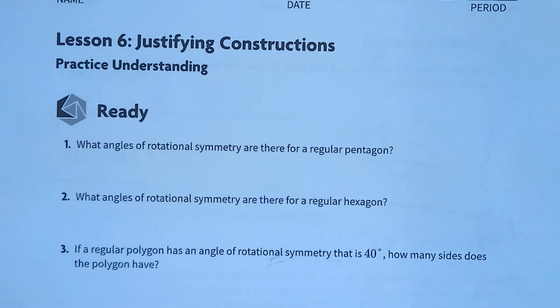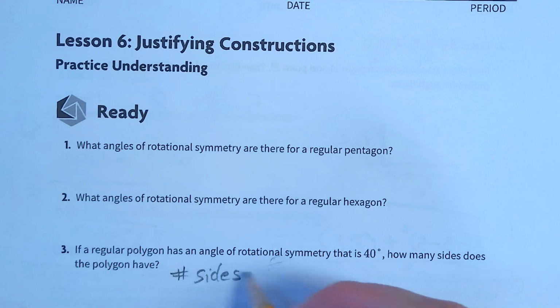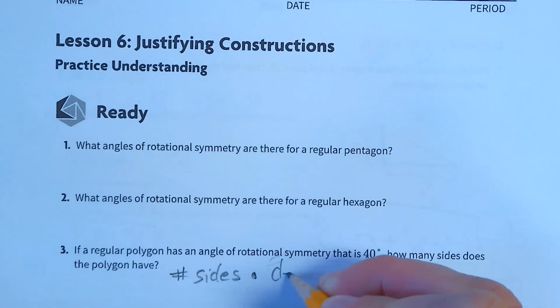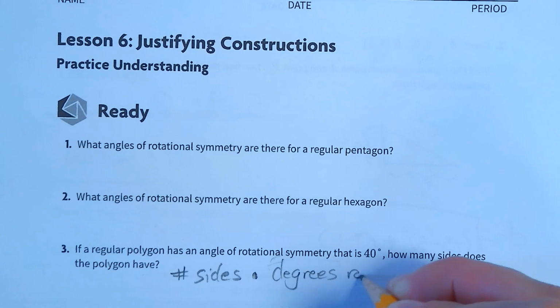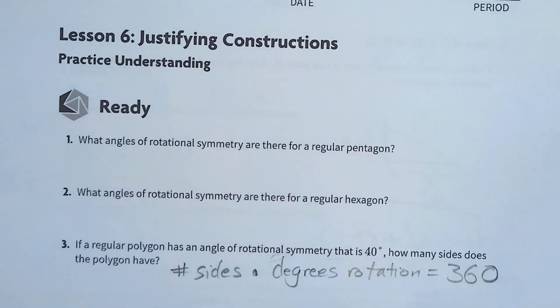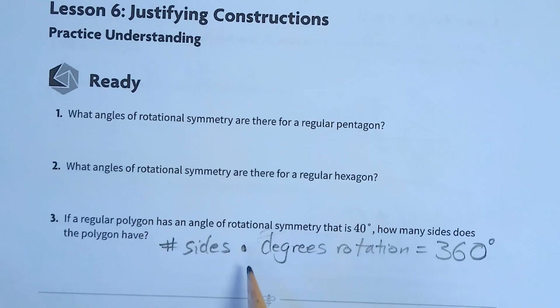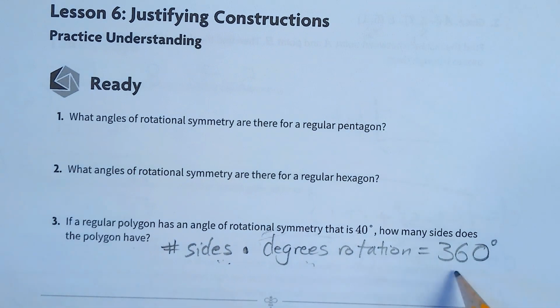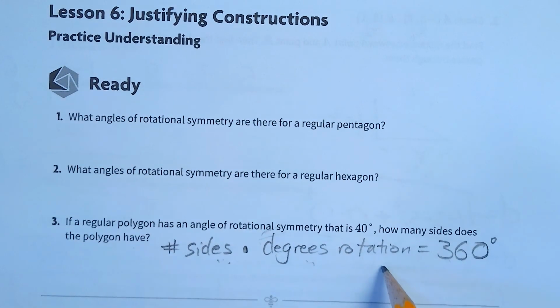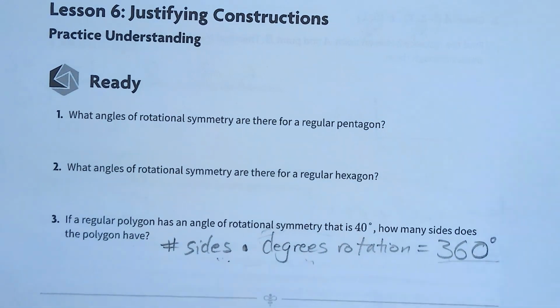And why is that? Because the number of sides times the degrees of rotation equals 360 always. So no matter which one of these you're looking for, if you know one of them but don't know the other, the algebra is divide both sides by the one you know. And so that's always the formula. Divide 360 by whichever one you have, and it'll give you the other one.